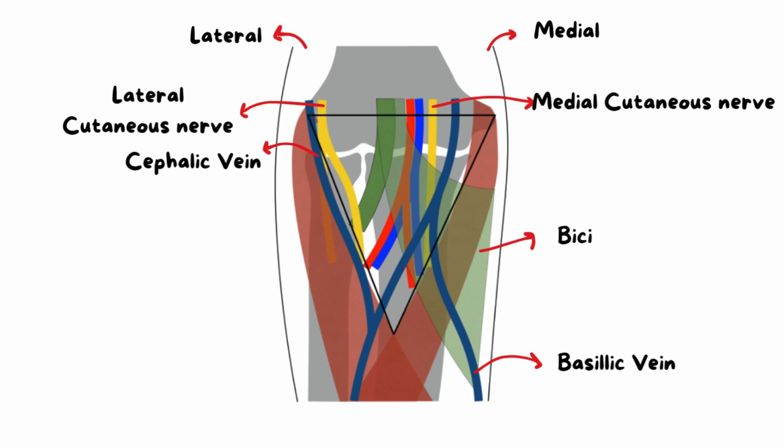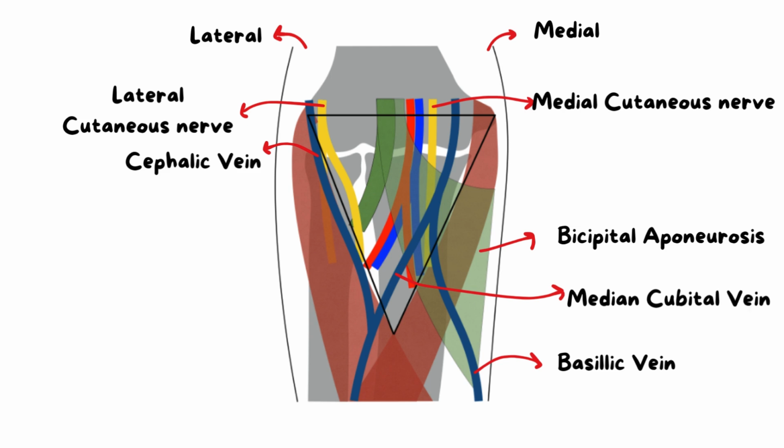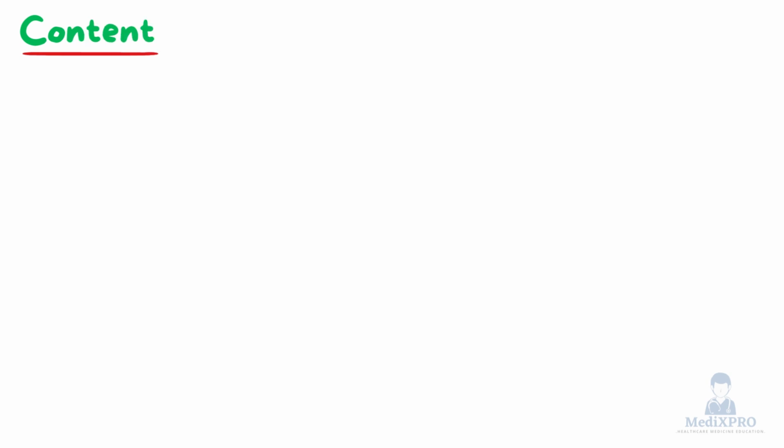Now we are left with the bicipital aponeurosis. As we can see, the cephalic vein and the basilic vein are joined by some vein. That vein is called the median cubital vein. Now we are done with all the boundaries of the cubital fossa. Now let's look into the second part of our video, which is the contents of the cubital fossa.